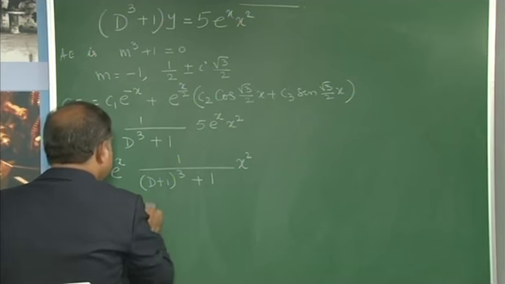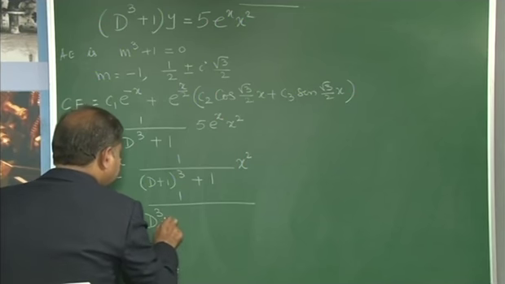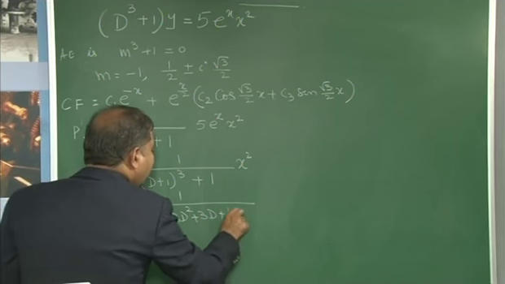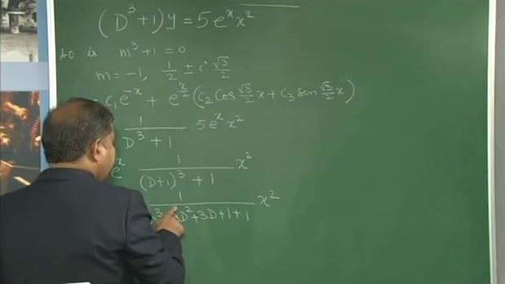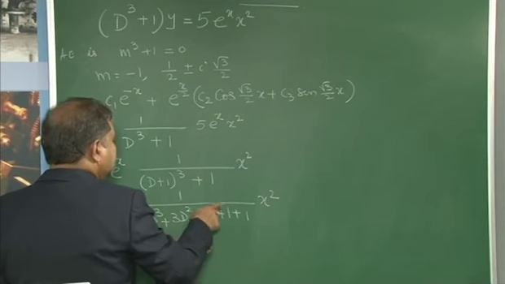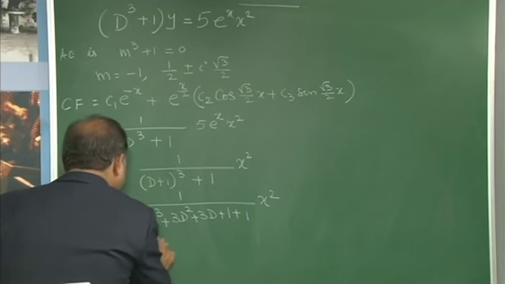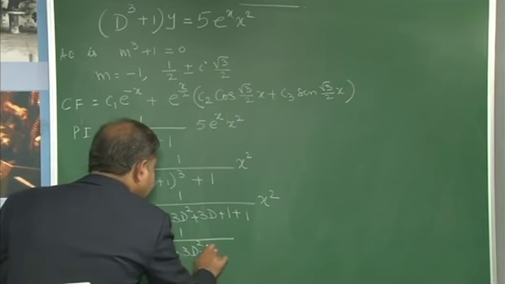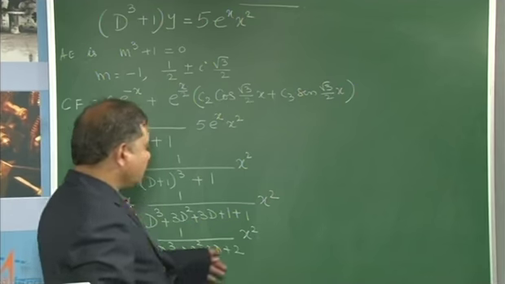So, expand it, a plus b whole cube formula: a cube plus 3a square b plus 3a b square plus b cube. One more constant is there, 1. So, 5 e power x times 1 by (D cube plus 3D square plus 3D plus 2). So, all the terms are available here.